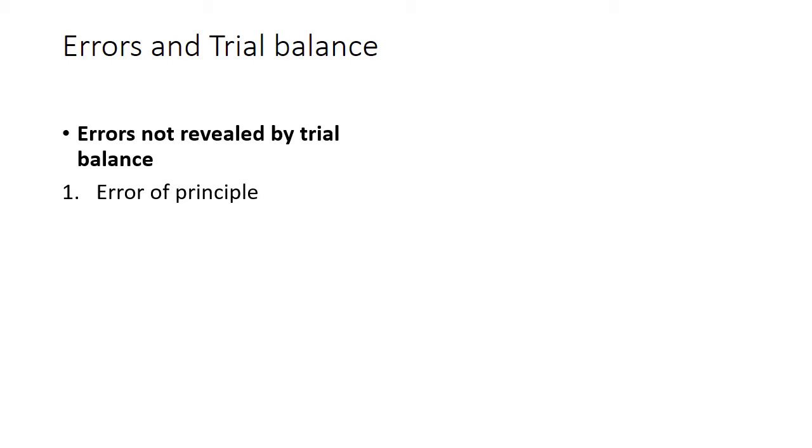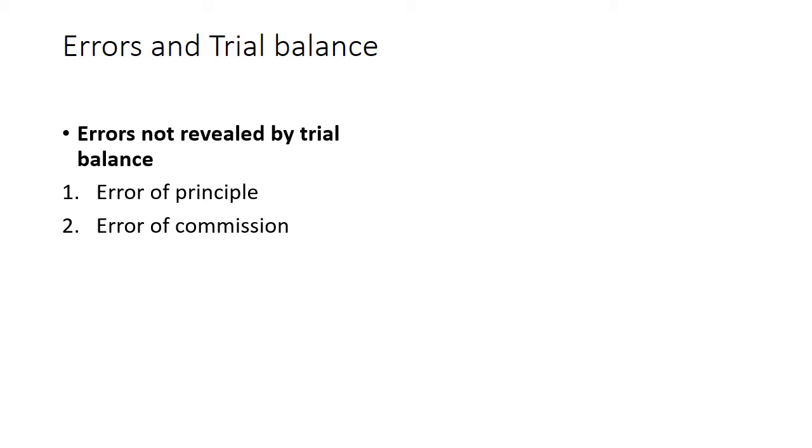The first one is error of principle. Error of principle means where a transaction has been entered wrongly into the wrong type of account. For example, an asset has been recorded into an expense account, or an expense has been recorded into an asset account. Such errors are called errors of principle.